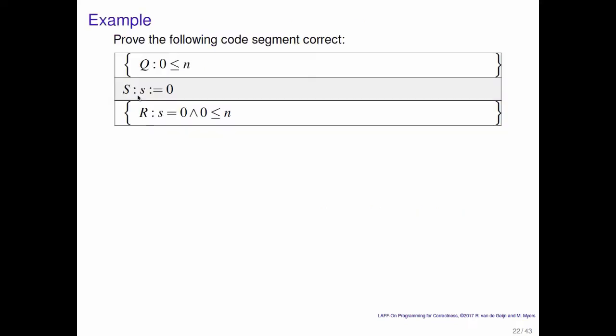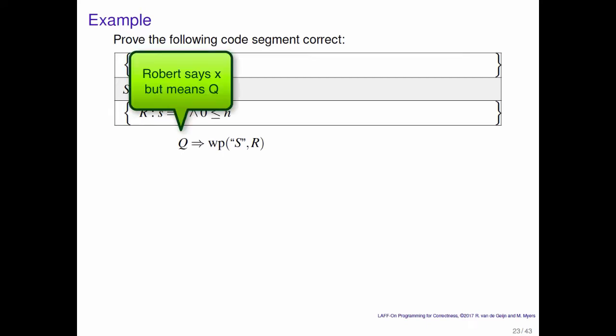Let's look at another example. This is actually an example that showed up in the launch. Recall that we started with 0 less than or equal to n there as a precondition for the whole program. The first statement was that 0 was assigned to s, and then we claimed that we ended up in a state where s is equal to 0 and 0 is less than or equal to n. Now we can formally prove this correct. How do we do it?